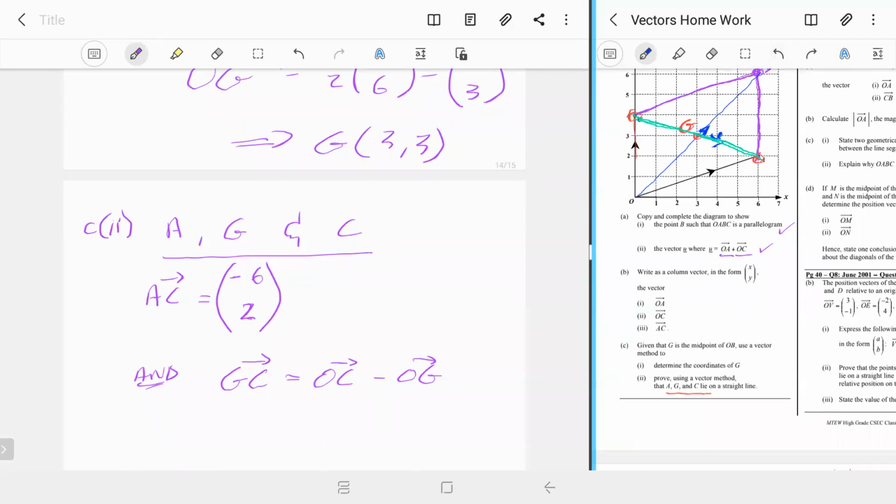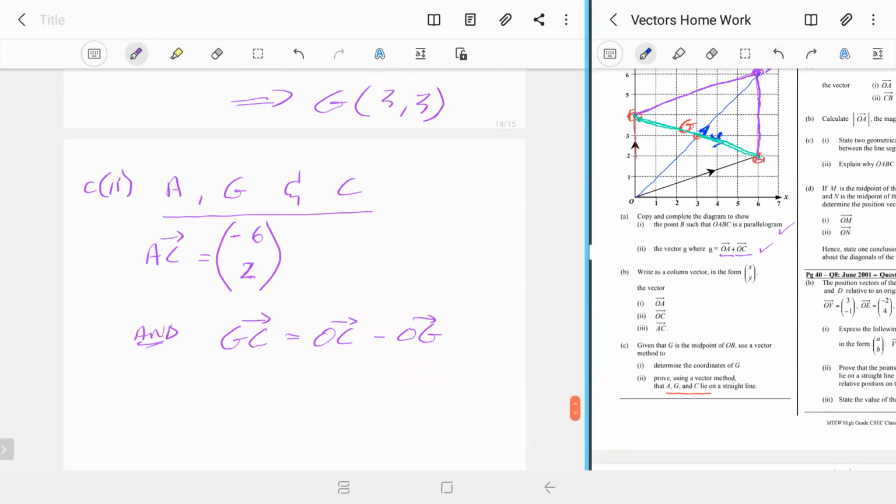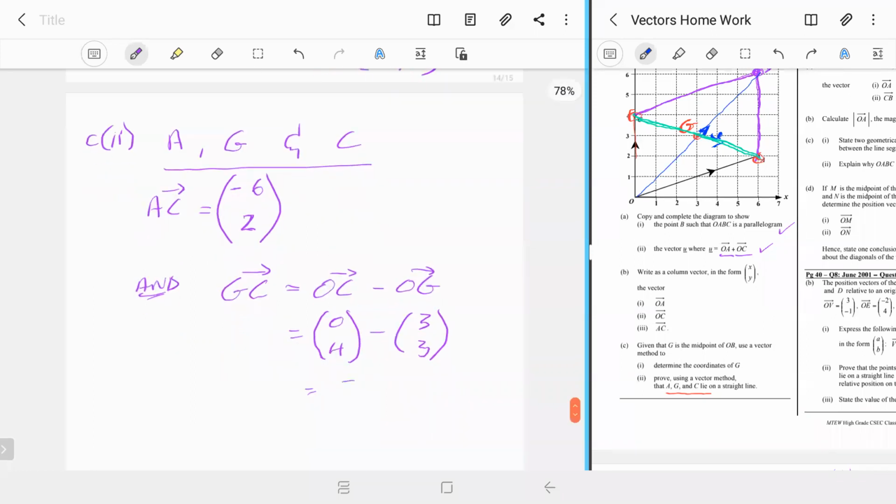But let's calculate it. Negative 3, 1 is what we're supposed to get. Let's see if we get negative 3, 1. So the OC, remember, is 0, 4 minus the OG, which is 3, 3. And this becomes, see there, you get negative 3, 1. See, 0 minus 3 is negative 3. 4 minus 3 is 1. So that's it. That's GC.